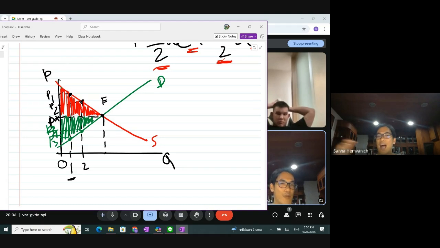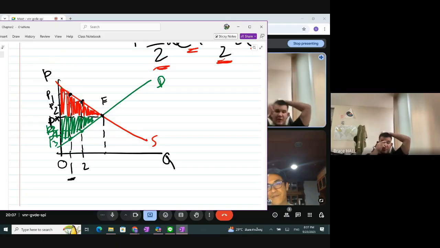And when we arrive at point E, that is when there is no more. At E, the producer surplus is zero and the consumer surplus is zero, because marginal benefit is exactly equal to the marginal cost. So that is where the whole economy will stop. And after that, it gets bad.